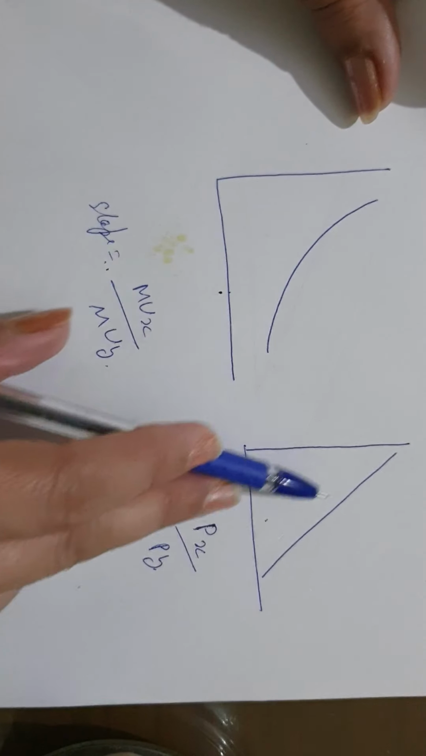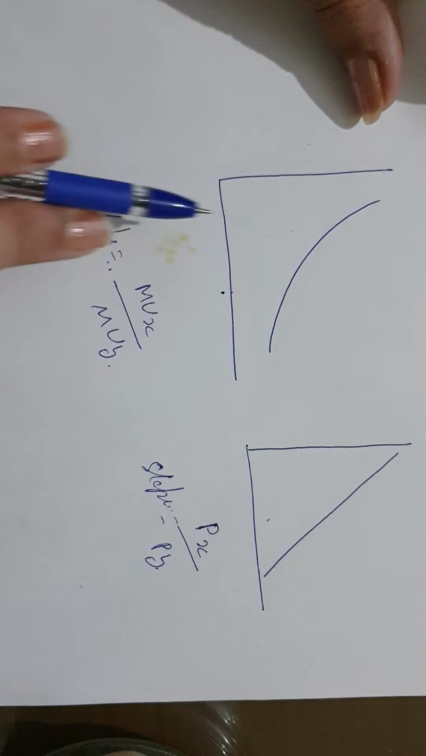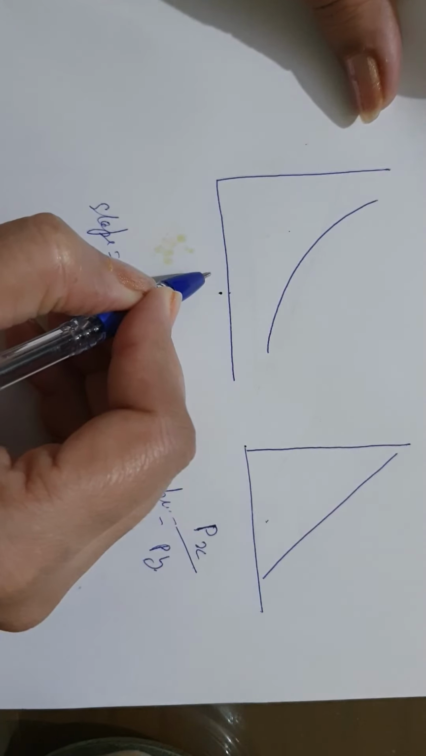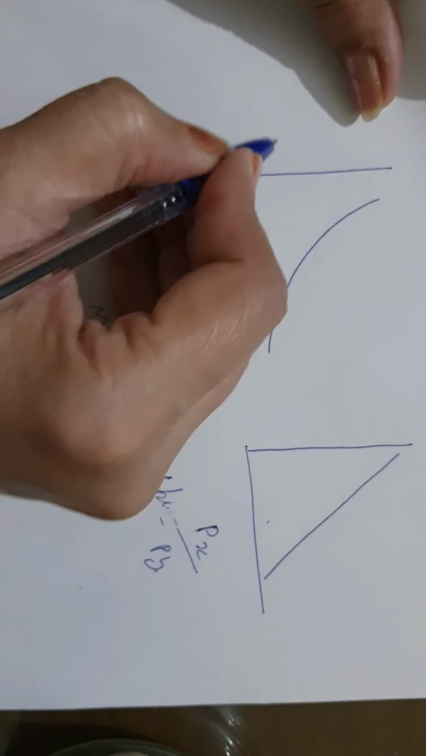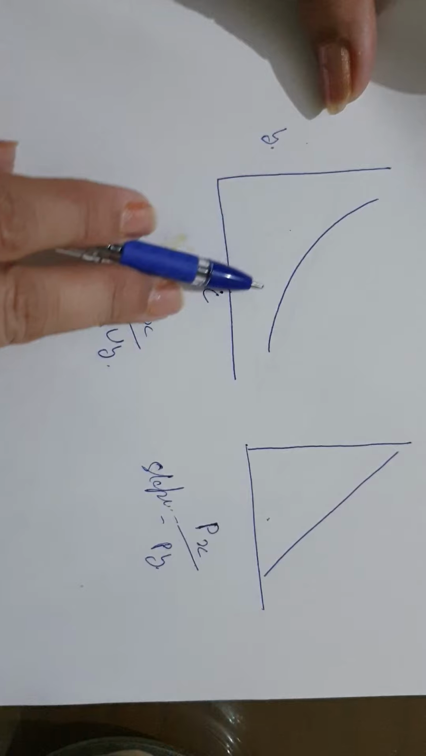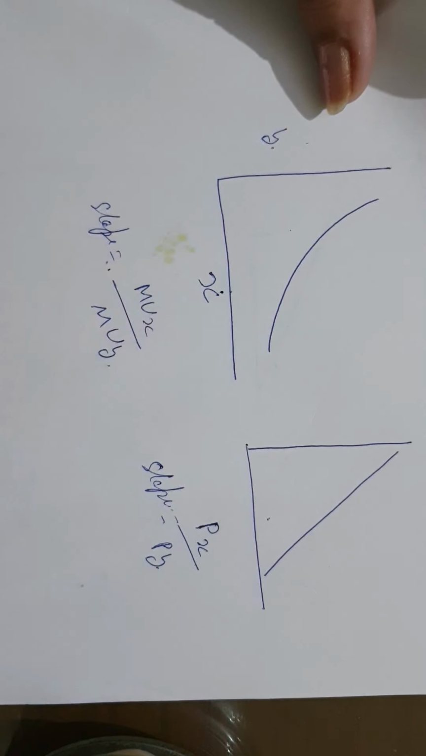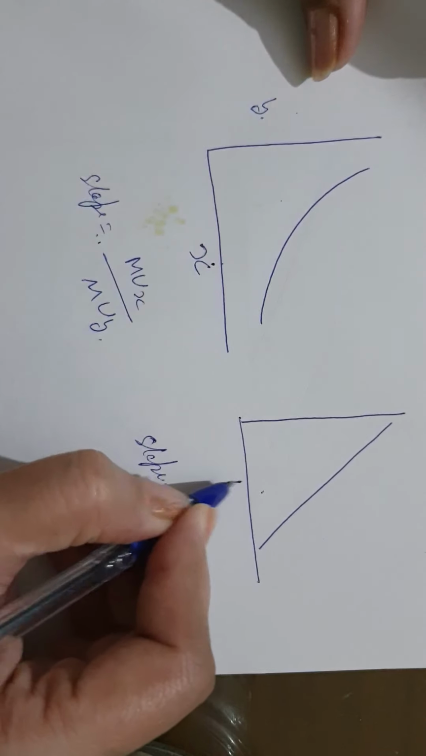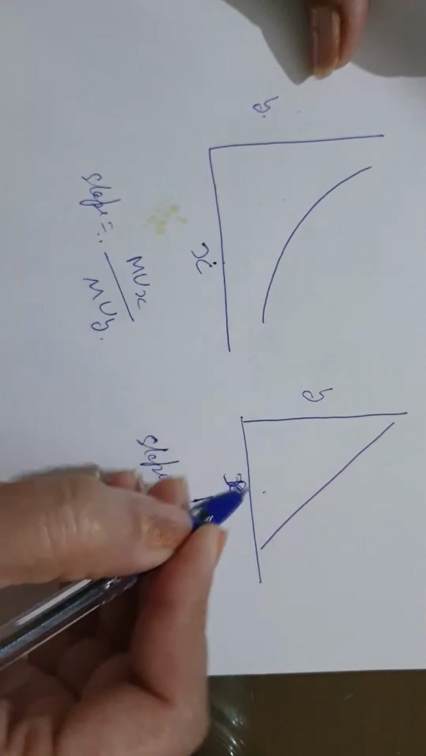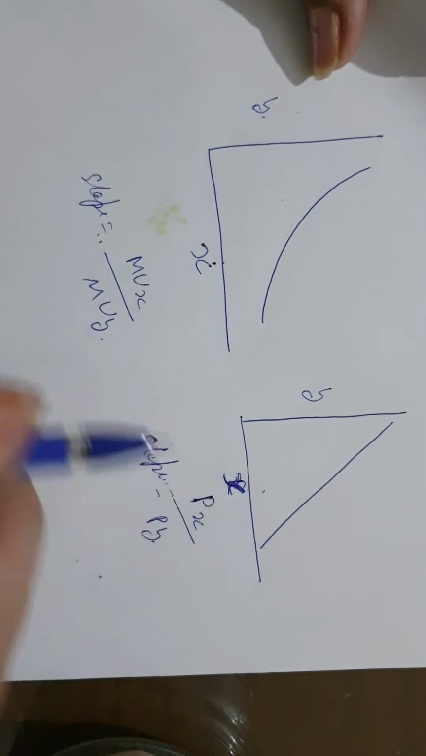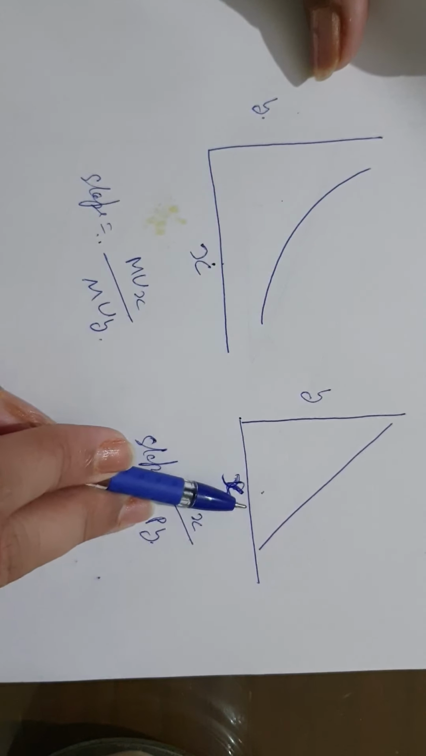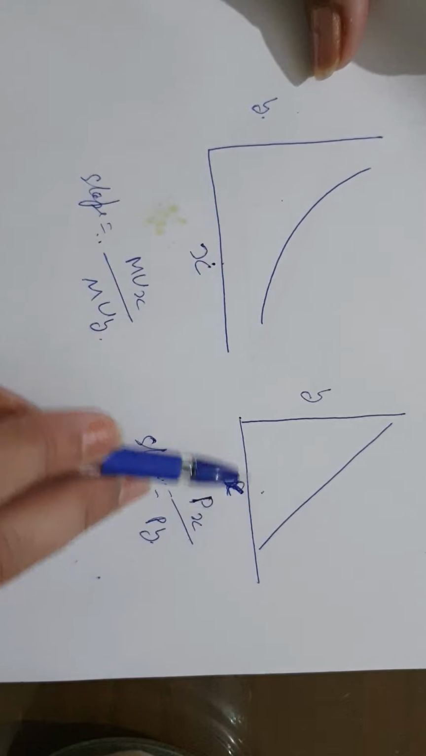This is our budget line and this is our indifference curve. It shows various combinations of two commodities, suppose x and y, which are providing equal satisfaction to the consumer. Budget line shows various combinations of x and y, two commodities which a consumer can buy from given income and prices of the commodities.